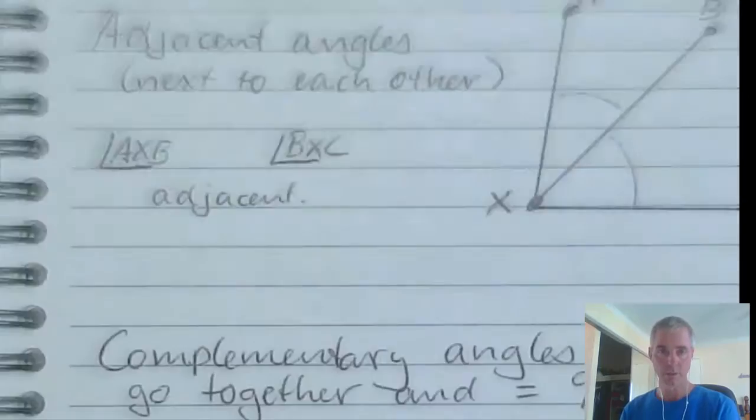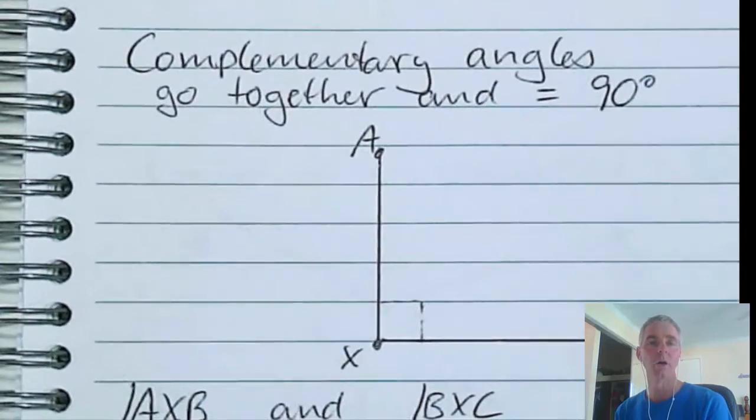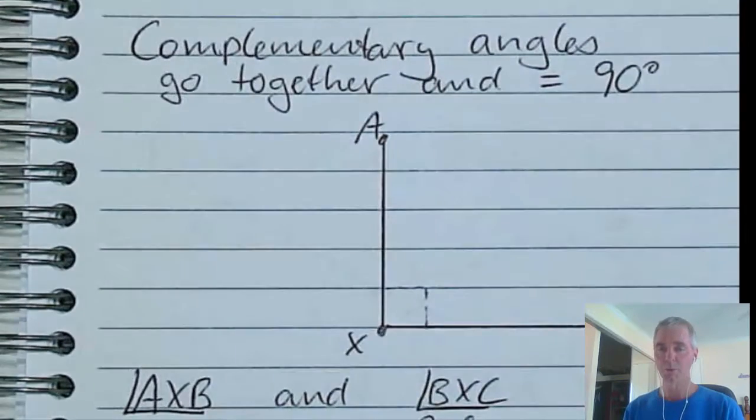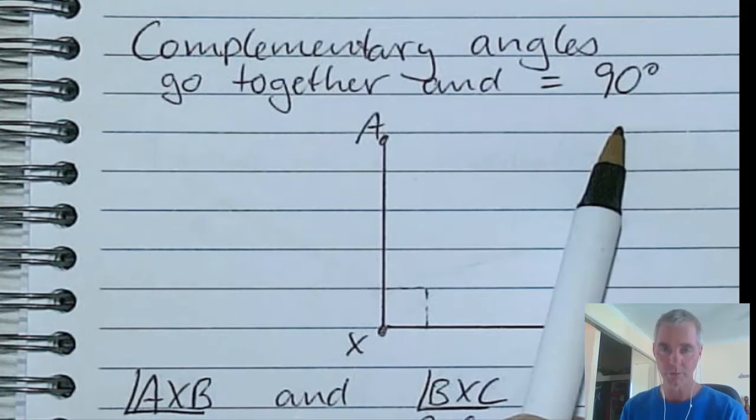Adjacent angles, done. Next one to talk about are complementary angles. Complementary is more than just hi, you look lovely. That's a compliment. This is complementary angles. These ones go together, so you add them up and they equal 90 degrees.